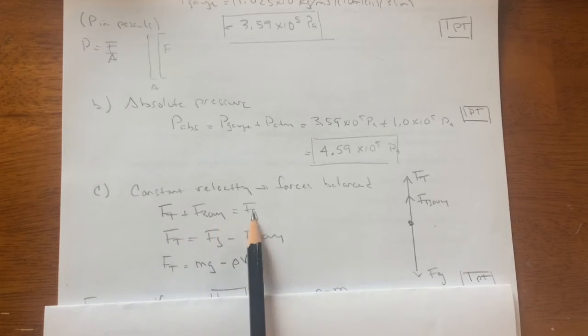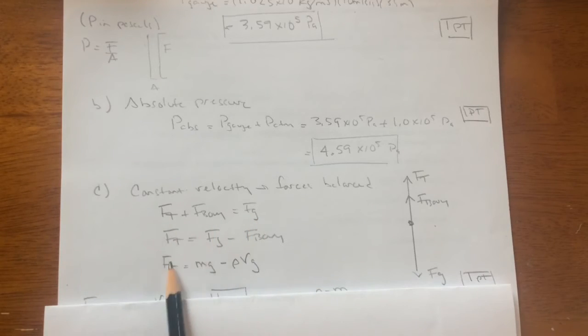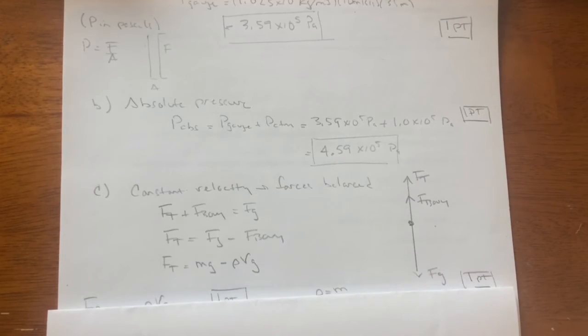Force tension plus force buoyancy equals force gravity. Isolate force tension: force tension is force gravity minus force buoyancy. Then put your symbols in. I would walk through like that and put your symbols in after you walk through: mg minus rho V g, where rho is the Greek letter rho. Teammates, that's 1 point for just identifying constant velocity, forces balanced, why they're balanced, and what the relation is.